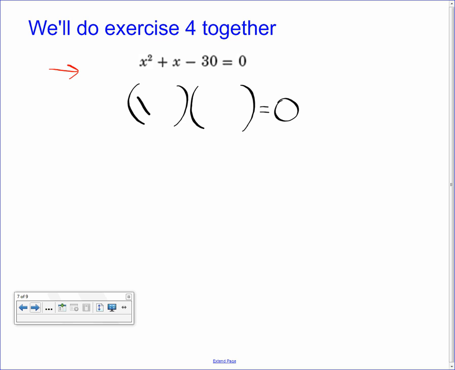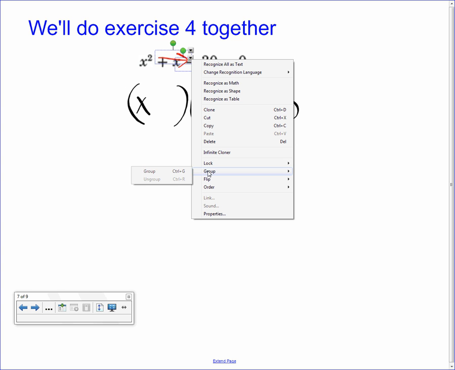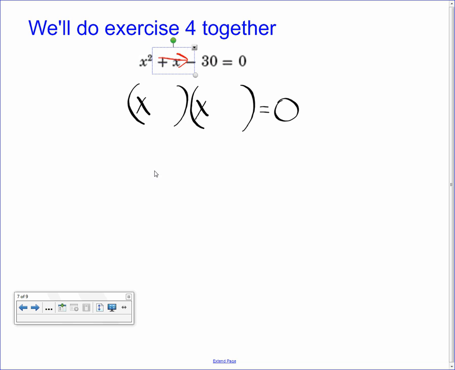Now, the difference between this problem and the previous one: if this is a minus, put a plus in one parenthesis, put a minus in the other. So in my first parenthesis, I'll put a plus here, then I'll put a minus in the second.